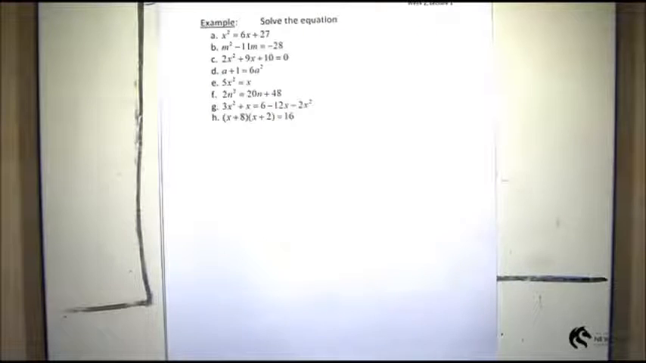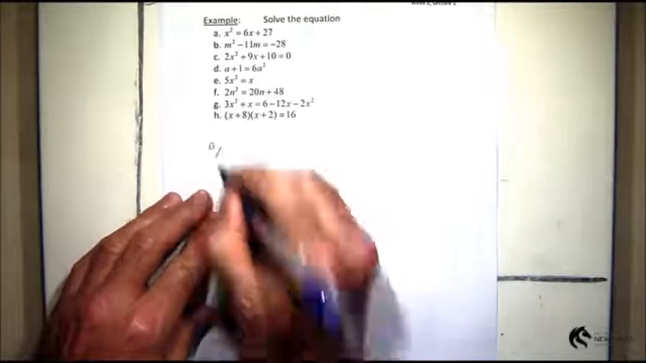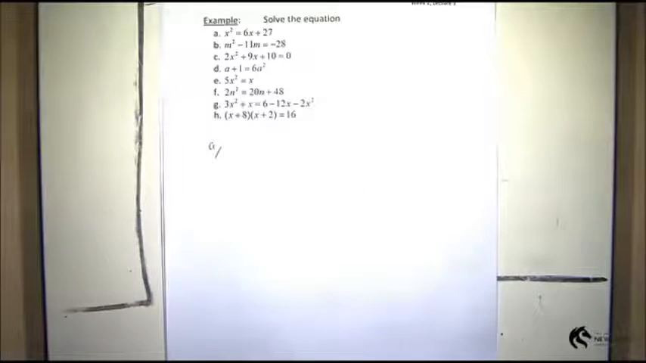And wacko, here's some examples. Let's go through and do them. Whole lot of examples. So we'll start with A and work our way through.